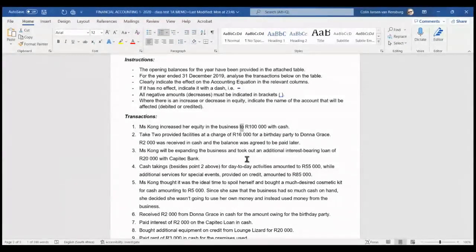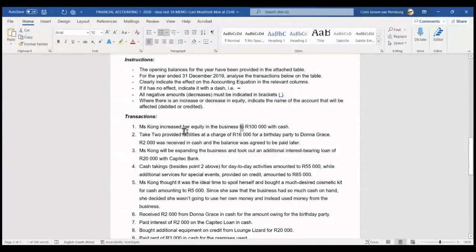You must always look out. Are they saying increased to? In property, plant and equipment, there's something we call the revaluation. There also they mention either to or by or with. If they said Mrs. Kong increased her equity in the business with 100,000 rands, by how much would it have increased then? It would have increased by 100,000 rands. If she increased it with or by 100,000 rands, it means she put in 100,000 rands. But now, this is the little trick here.